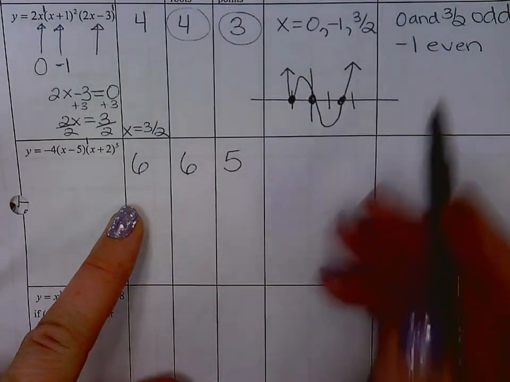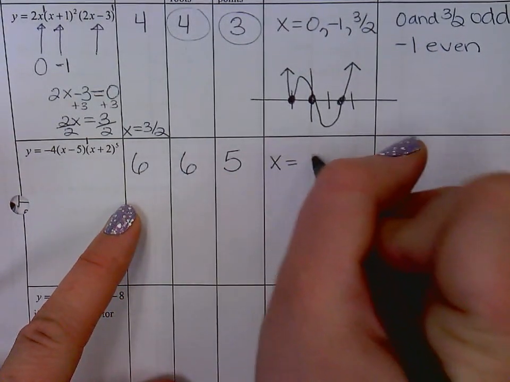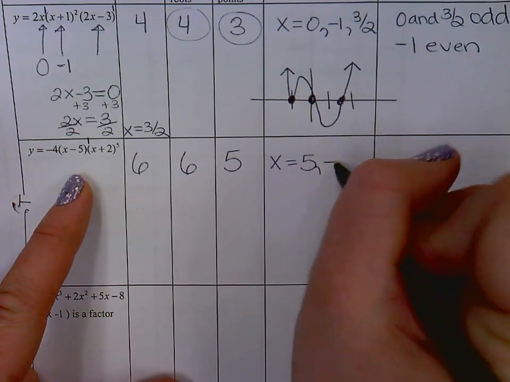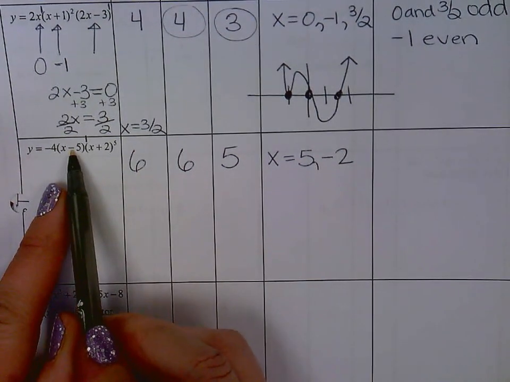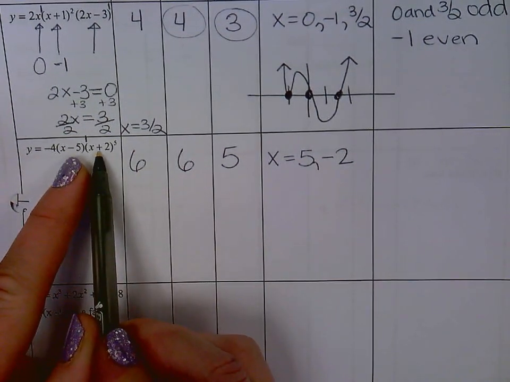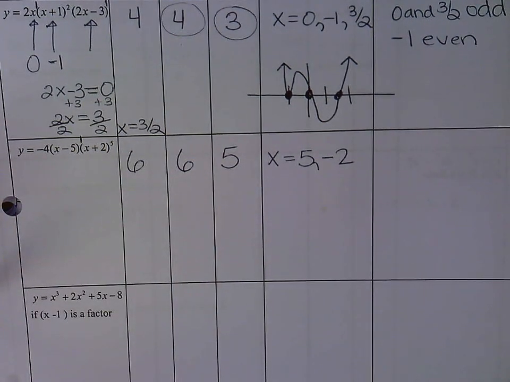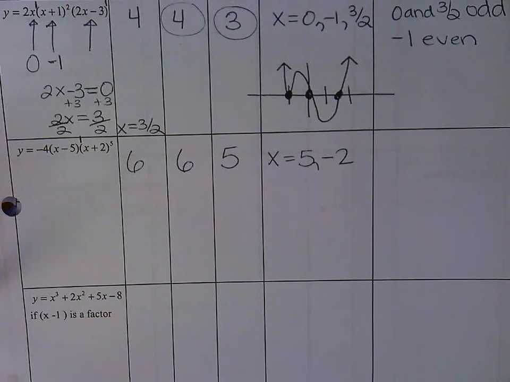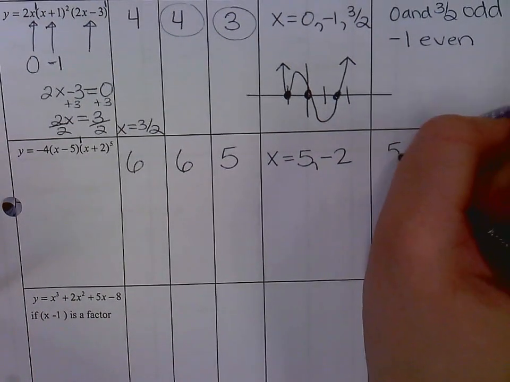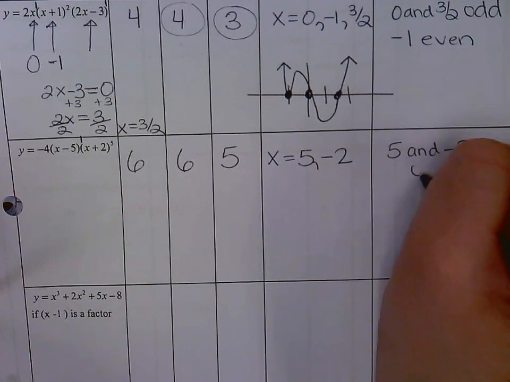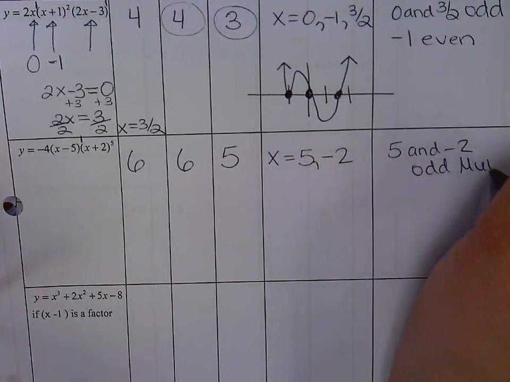My x-intercepts are at +5 and at -2, right? +5 from this, -2 from this. They both have an odd multiplicity. This is showing up once, and this is showing up 5 times. So 1 and 5 are both odd numbers. So I can write 5 and -2 have odd multiplicity.